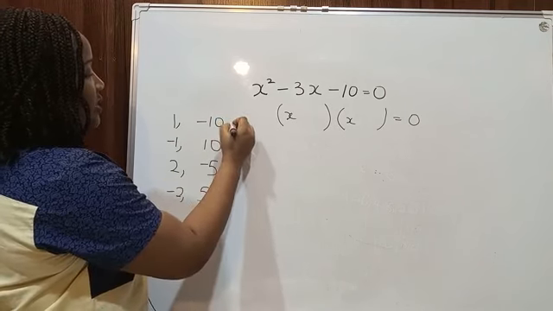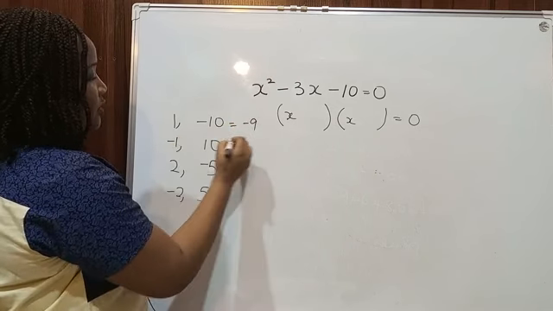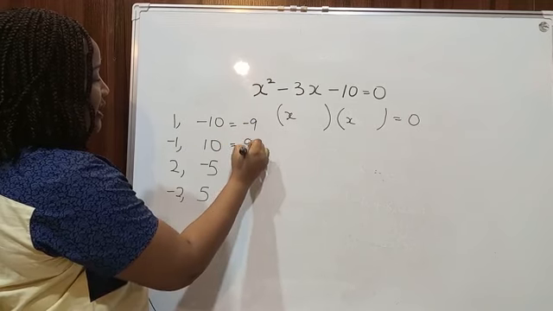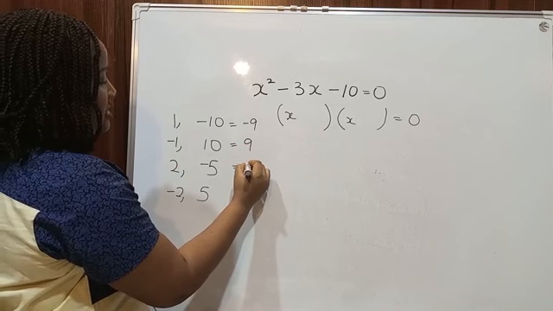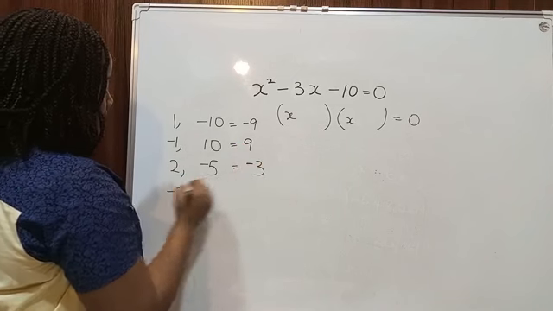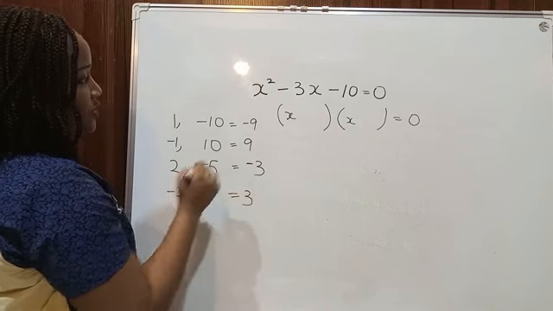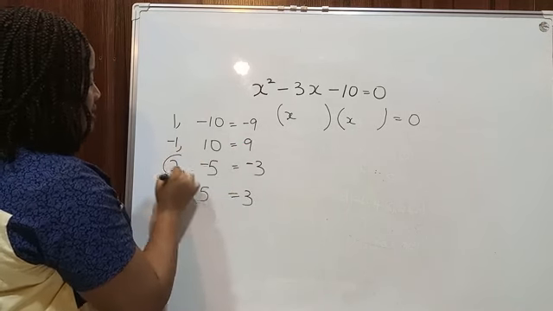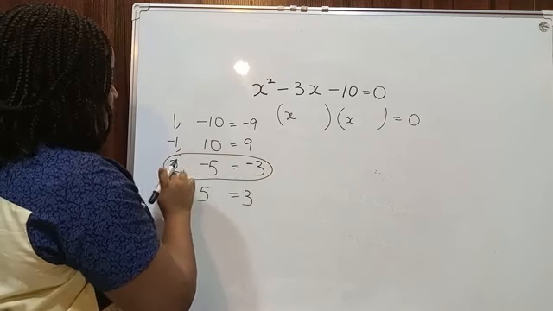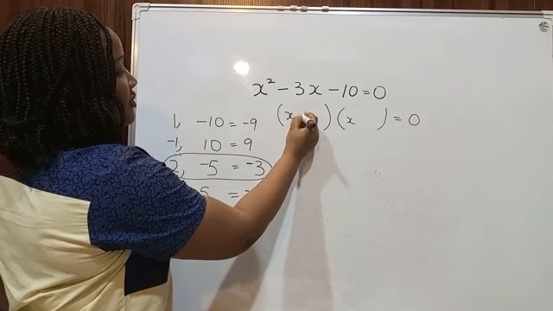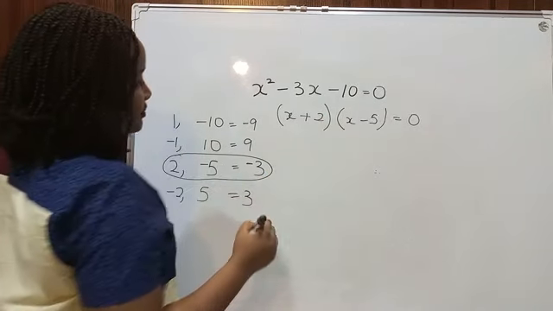1 and minus 10 give us minus 9. Minus 1 plus 10 gives us 9. 2 minus 5 gives us minus 3. And minus 2 plus 5 gives us 3. So the one that satisfies us is 2 and minus 5. So you have plus 2 and minus 5.